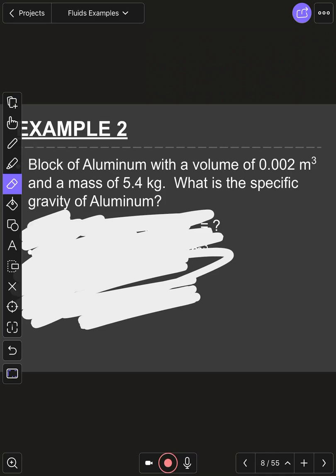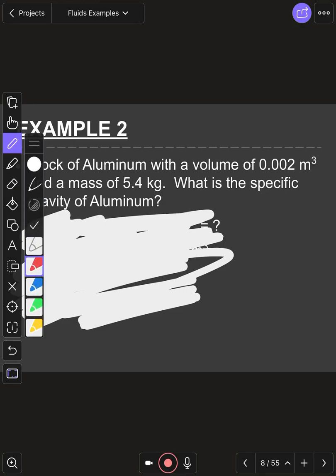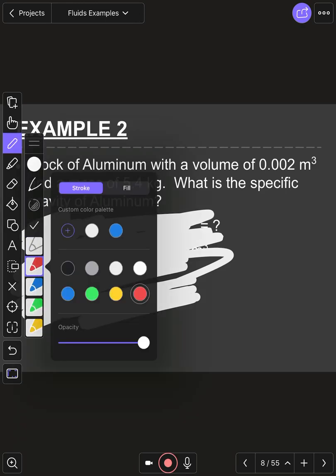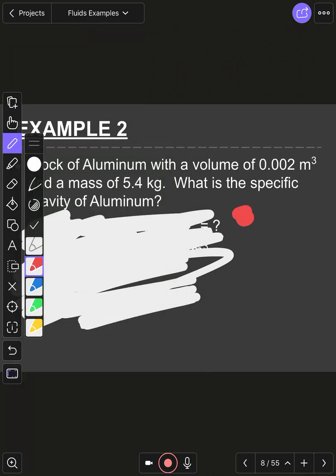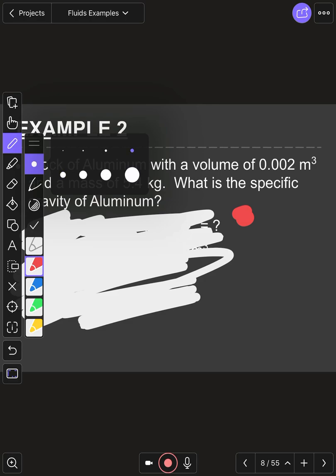So specific gravity, we know it's the density. Obviously, it doesn't have a good symbol. Specific gravity is just one of those things. It's just more annoying, but it can be very helpful.